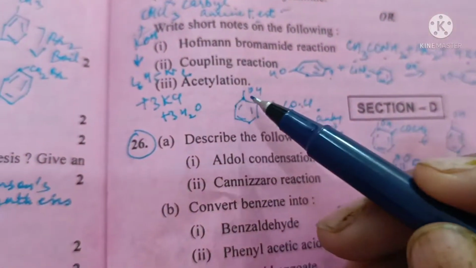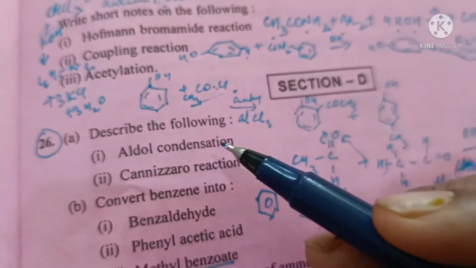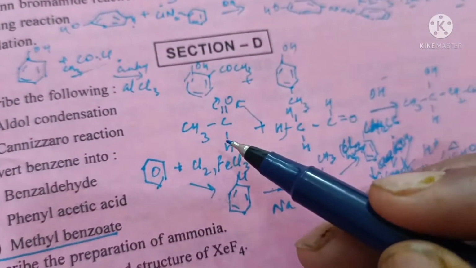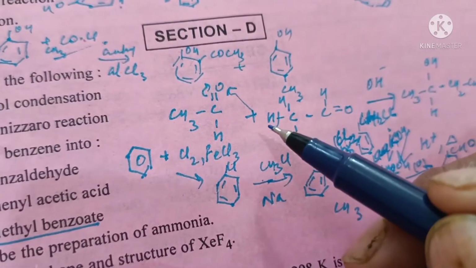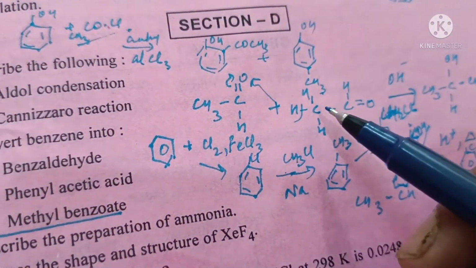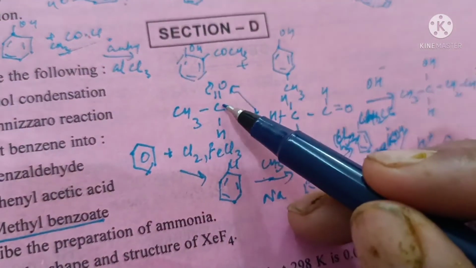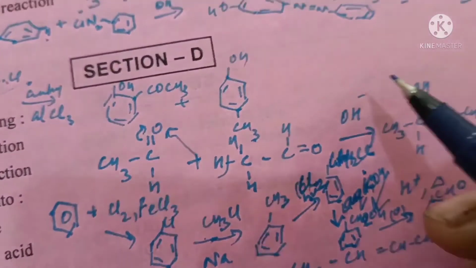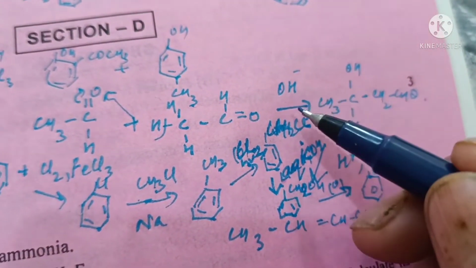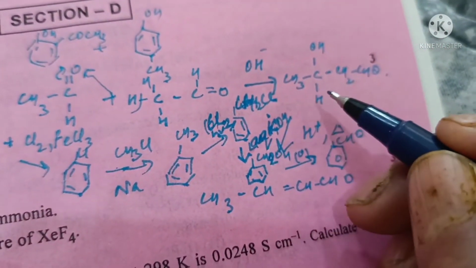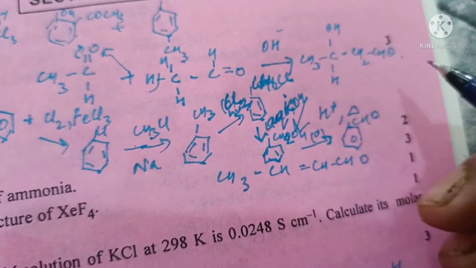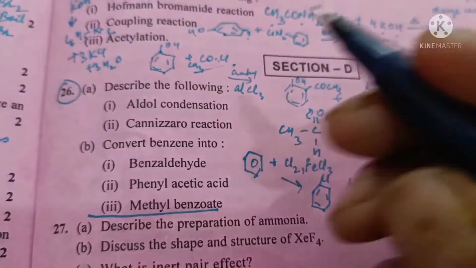This is acetylation reaction. Describe the following: aldol condensation. So in aldol condensation, aldehydes having at least one alpha hydrogen will undergo self-condensation so that one molecule gets added to the other to form an aldol, which in presence of a dilute alkali then removes water and forms an alpha beta unsaturated alkene. So it's called aldol condensation.